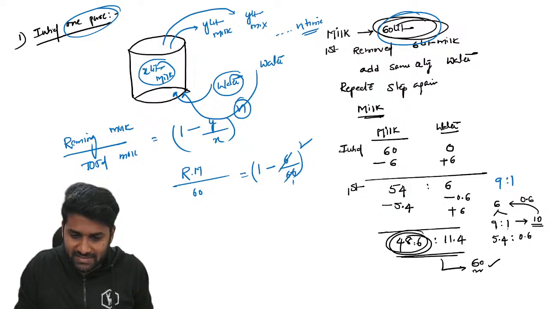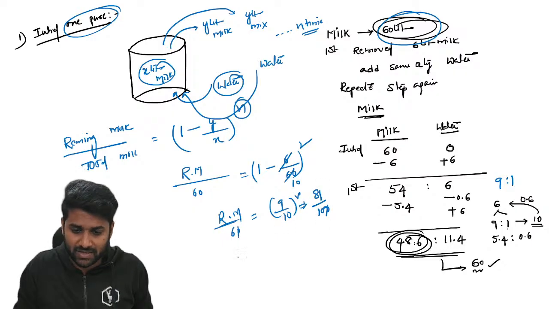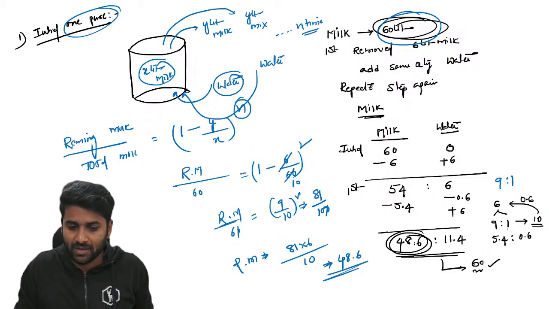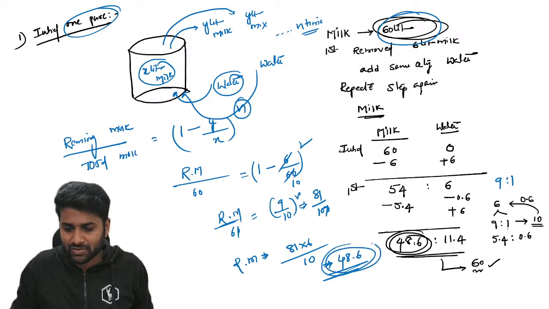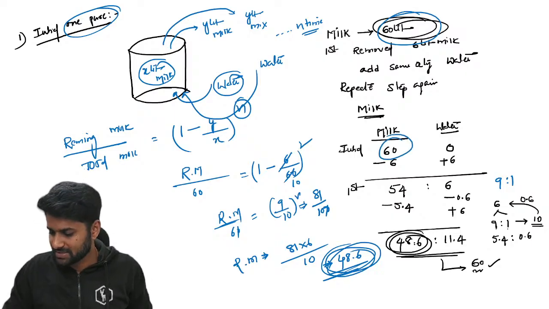So 6 and 60 is 1 by 10. Now remaining milk divided by 60 is equal to 1 minus 1 by 10, which is 9 by 10 whole square. So 9 square is 81 by 100. Cross multiply them. 0, 0 cancel. Then how much remaining milk here? 81 is multiplied with 6 divided by 10. Then the value becomes 48.6. See, how much water is left? You have to subtract this value from 60. You will get the water value. Hope you understand.